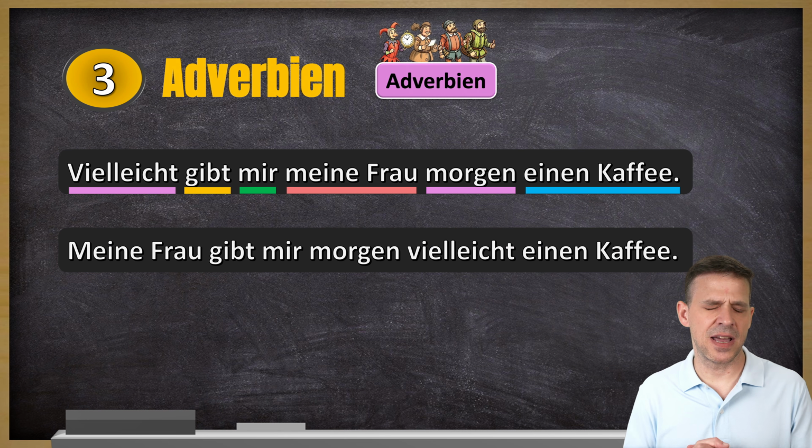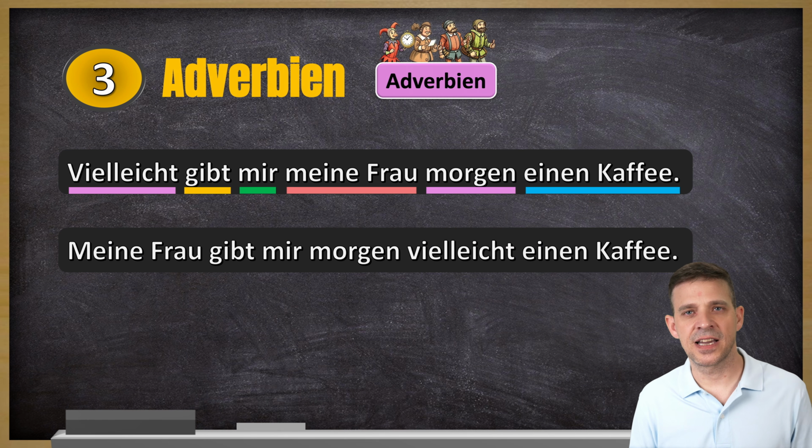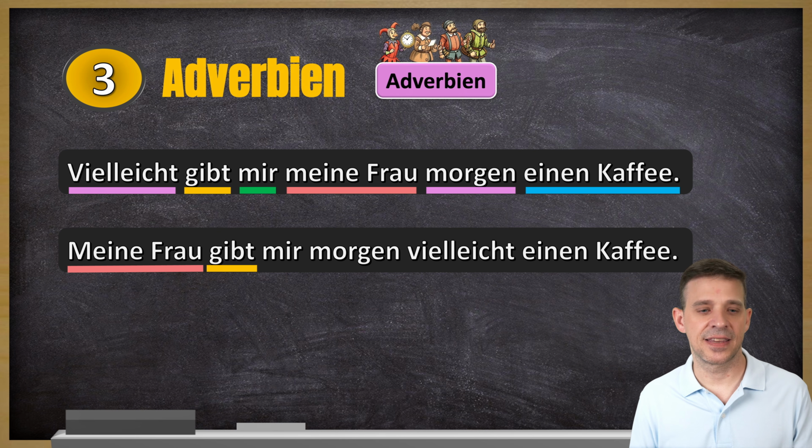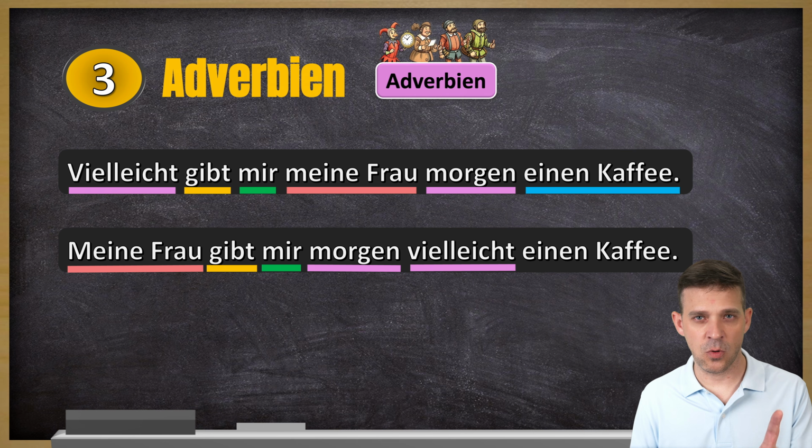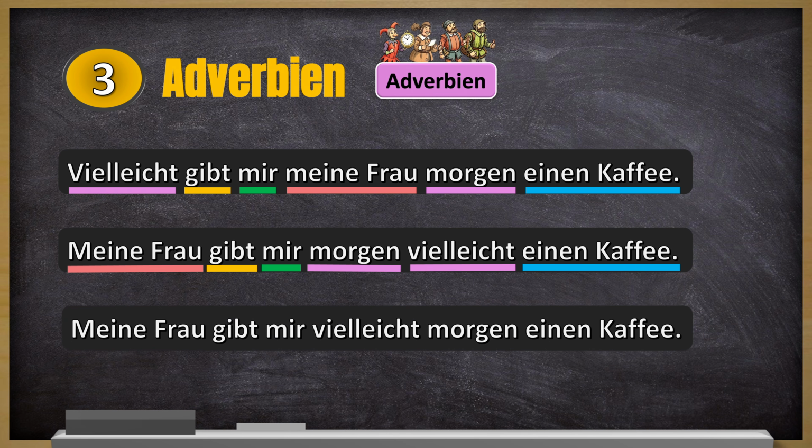Can also say, meine Frau gibt mir morgen vielleicht einen Kaffee. Here we start with the subject, then the verb, then Personalpronomen, which comes before the adverbs, morgen vielleicht einen Kaffee. Or there is actually a third option, very similar, which is meine Frau gibt mir vielleicht morgen einen Kaffee. Meine Frau, Subjekt, gibt Verb, mir, Personalpronomen, vielleicht morgen, Adverbien, einen Kaffee.